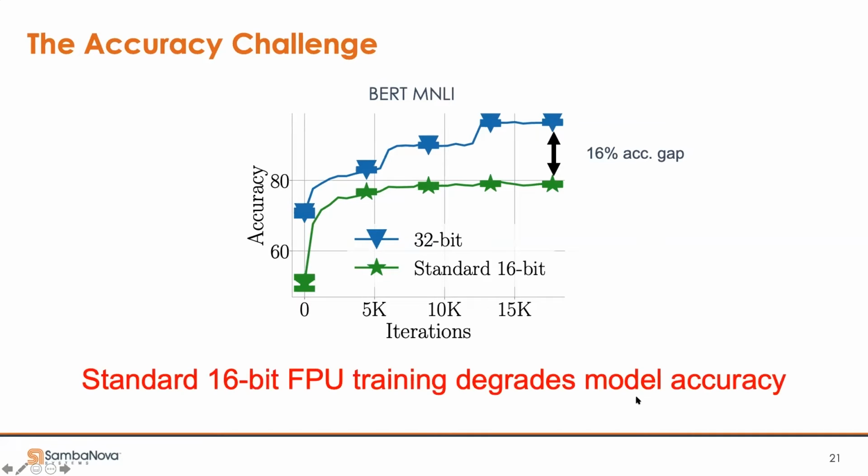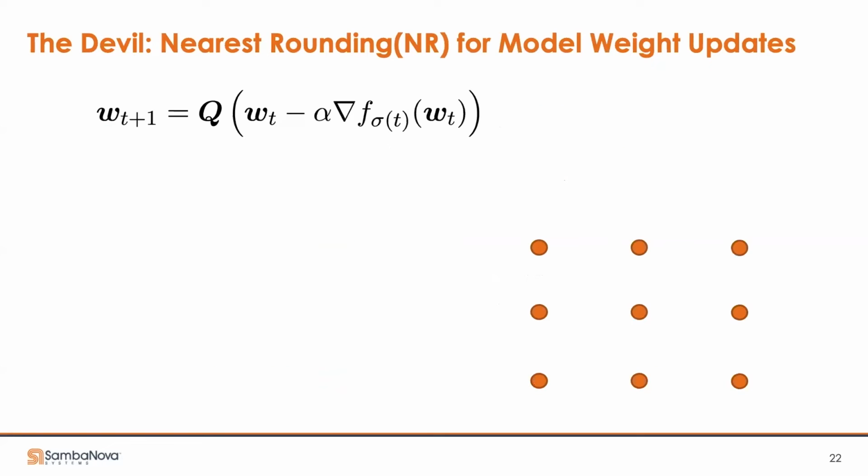Now, just looking at this particular graph, one might believe that the pure 16-bit training regime does not work, and we will in fact need the mixed precision training regime to get to the accuracy that we want. However, that's not actually true. The main reason the 16-bit training regime does not get to the accuracy that we want is because of nearest neighbor rounding.